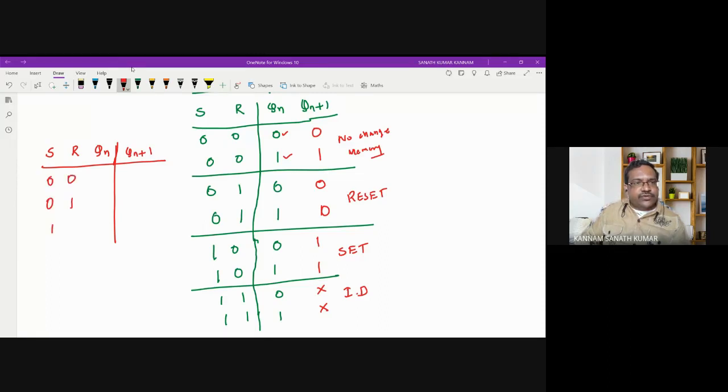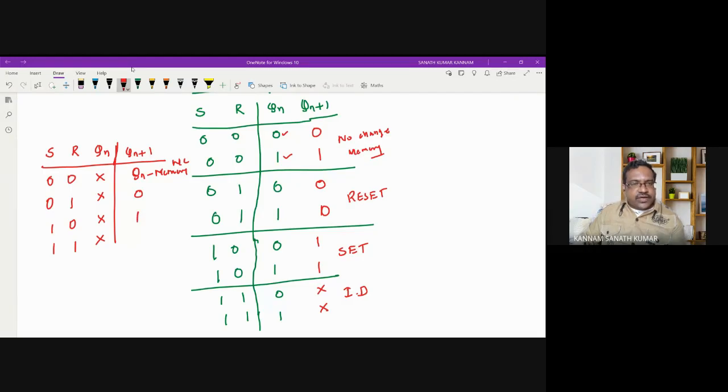So what are the possible combinations? If two inputs are there, that means 0 0, 0 1, 1 0, 1 1. So the Qn can be anything. That means you can consider it as don't care. 0 1 means don't care. So this is the no change or memory state. Okay, that is nothing but Qn, and this is the reset state, and this is the set state.